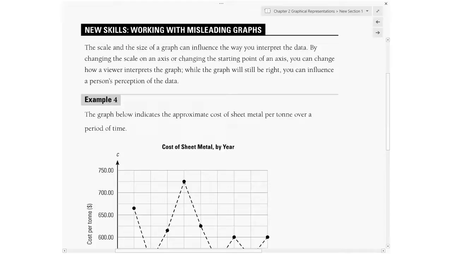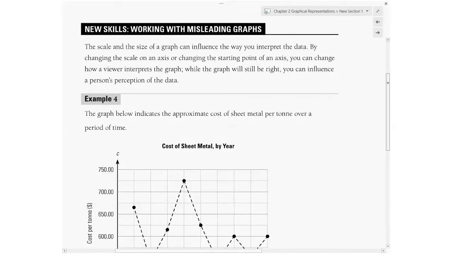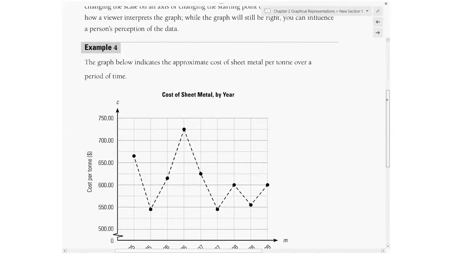Okay, we're going to look at some new skills now. So we're going to be working with misleading graphs. The size and scale of your graph can influence the way you interpret the data. You can change the scale on the axis or change the starting point on the axis, and it can change how the graph looks. You can actually influence the person's perception of the data.